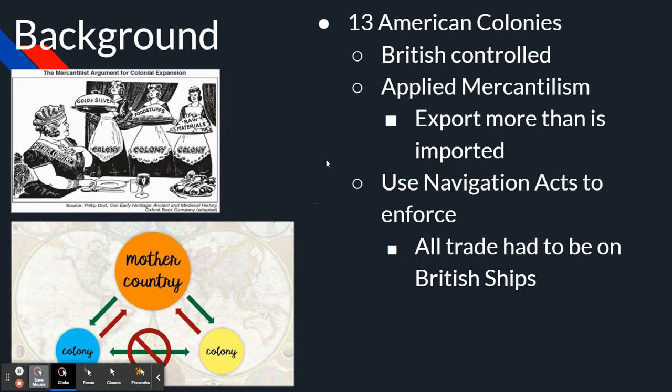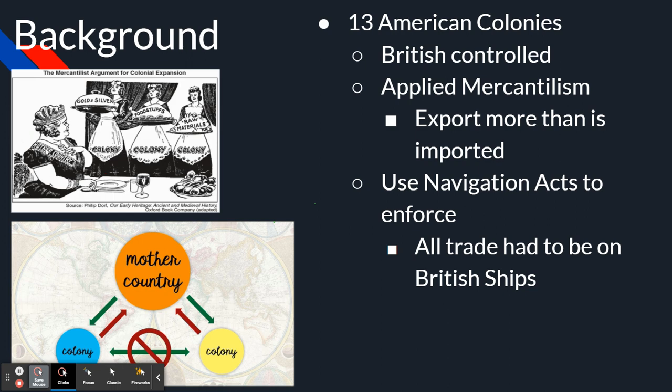So the 13 American colonies were controlled by the British. They were along the coast of the Atlantic Ocean. And the reason that the British had these colonies was not for the benefit of the colonies. It's a thing called mercantilism. And mercantilism is this idea that you are trying to use your colonies as almost farms for resources.